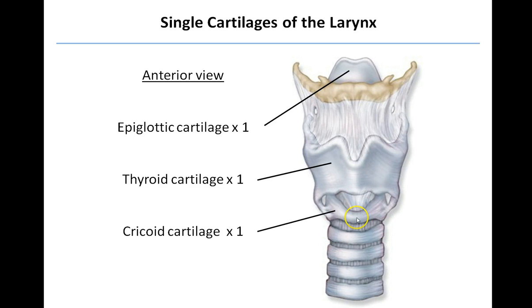Inferior to our thyroid cartilage is the cricoid cartilage, once again composed of hyaline cartilage. Over here, posterior to the hyoid bone, is the epiglottis or epiglottic cartilage made of elastic cartilage, and this will close over the entrance to the larynx and prevent the entry of food or liquid into the airways.